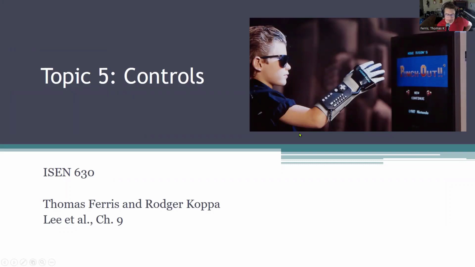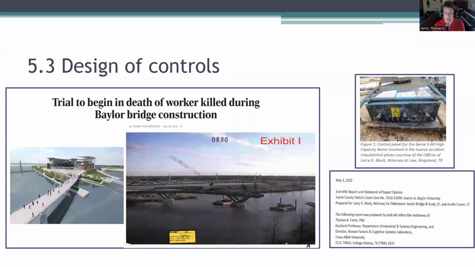Okay, hello everyone. This is the final subtopic on topic 5, controls and displays. We're going to talk about the design of controls here and some human factors principles. But I want to just talk a little bit here on one slide with a major example, something that I have worked on in the last decade. So this is real life come to pass here.